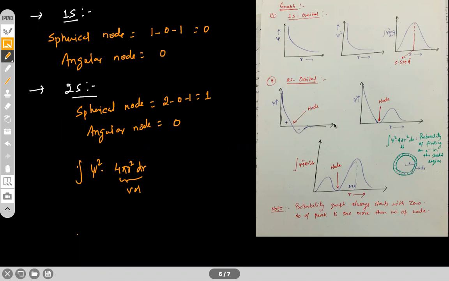For psi square, you just have to draw the mirror image of the negative part. This negative part becomes positive, so draw it just above. Remember, both graphs here and here won't touch the x-axis further. If it touches, it means we have a node at that point also, which is not possible because we have only one node here.